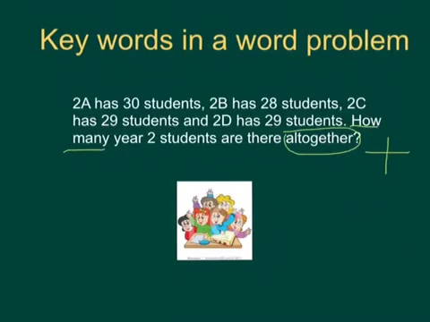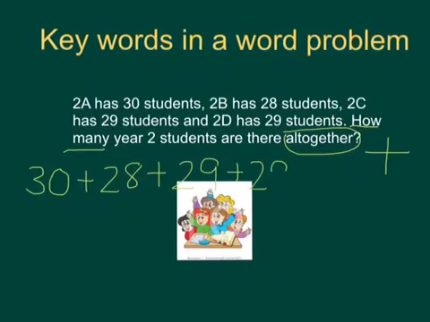So our number sentence would look like this. 30 plus 28 plus 29 plus 29 equals, and then we would need to spend some time figuring out that answer. Now, where did I get these numbers from?